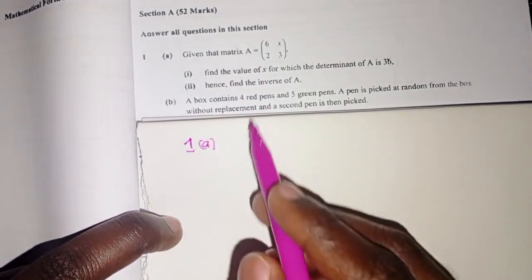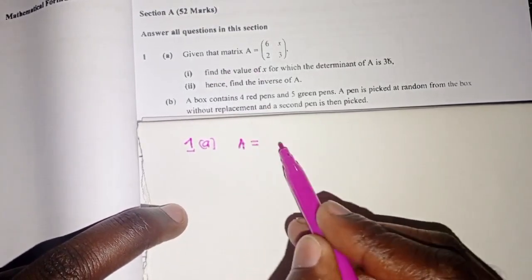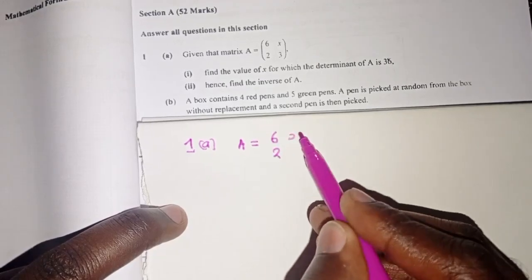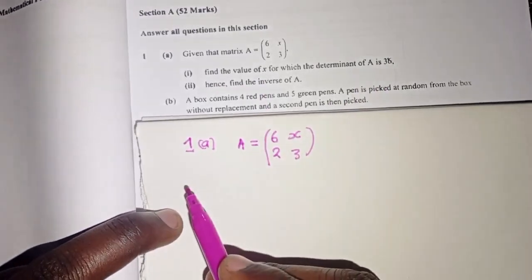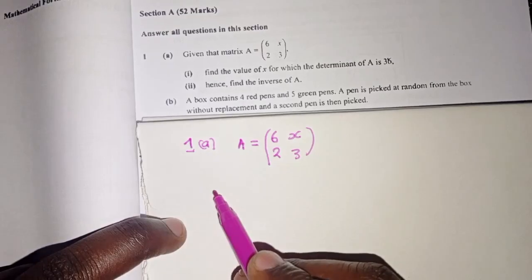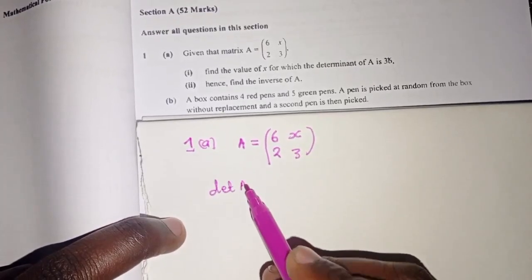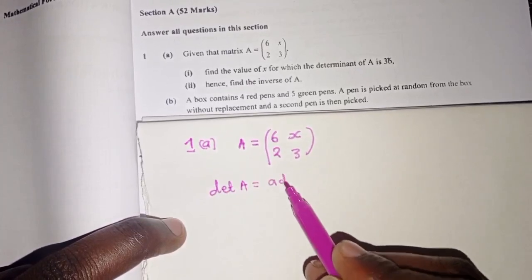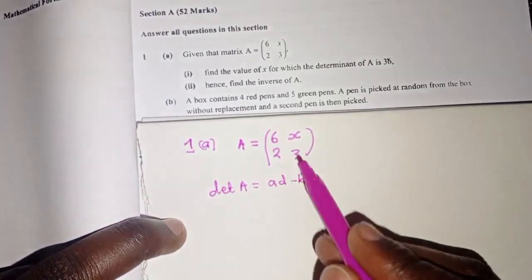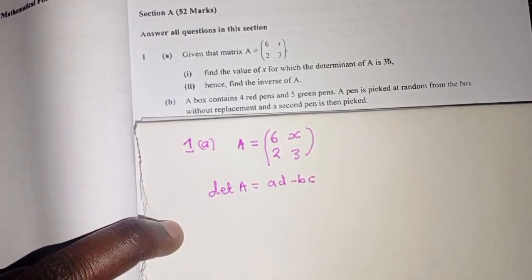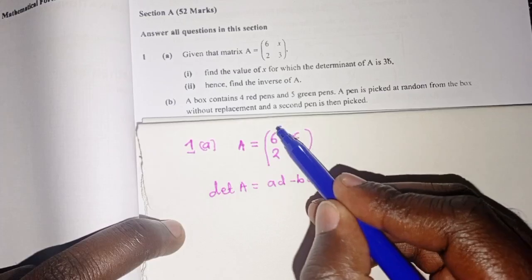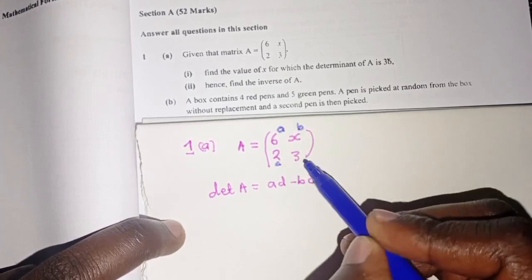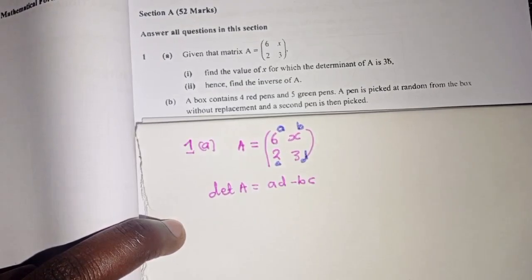Okay, so we have this matrix A is equal to 6, 2, x, 3. Find the value of x, being given that the determinant of A is 36. So we write the formula: determinant of A is equal to AD minus BC. Major diagonal minus minor diagonal. Here we know that 6 is A, this is B, this is C, and this is D. That's what we know so far.